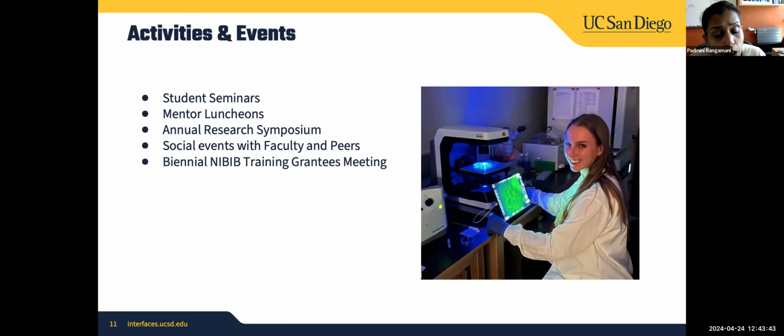There are lunches with mentors. There's the annual research symposium, which is a flagship event. There are social events that Kelly plans painstakingly. And then for those who are funded on the training grant, every other year, you get to go to the National Institutes in Bethesda and showcase your research progress. So this happened in 2023. So the next one will be in 2025.